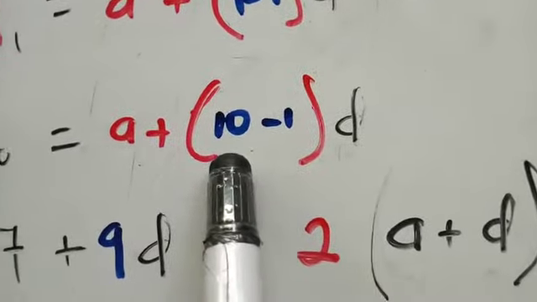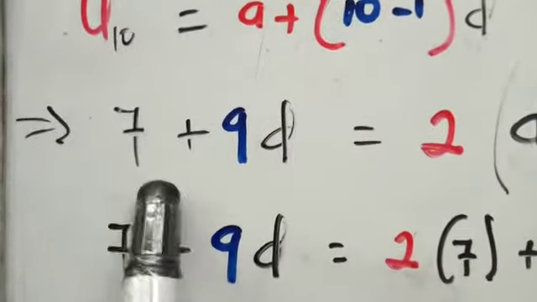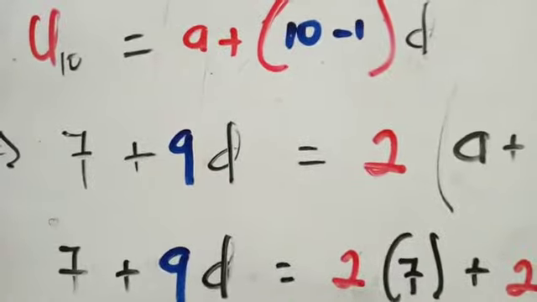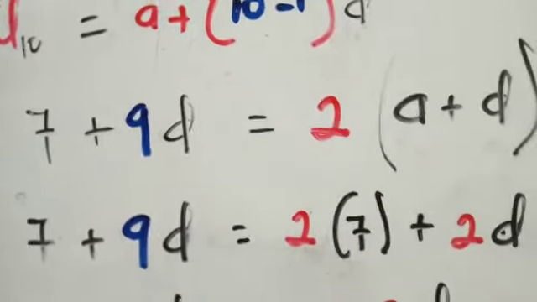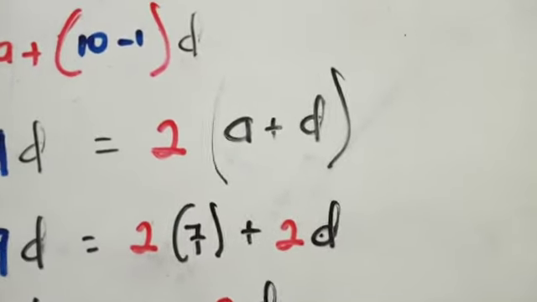The n here is 10, right? So 10 minus 1 will give me 9. So here I have the first part, 7 plus 9d. They say that is twice the second term, right? So that is twice the second.